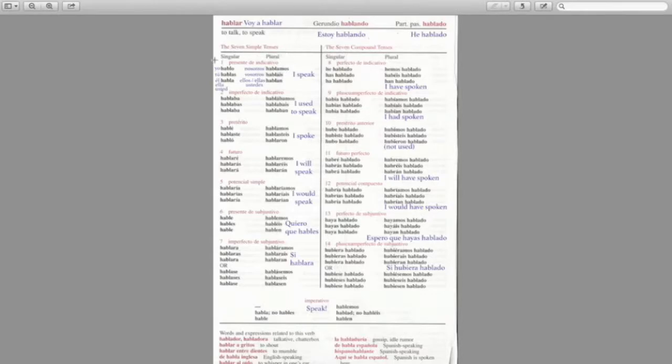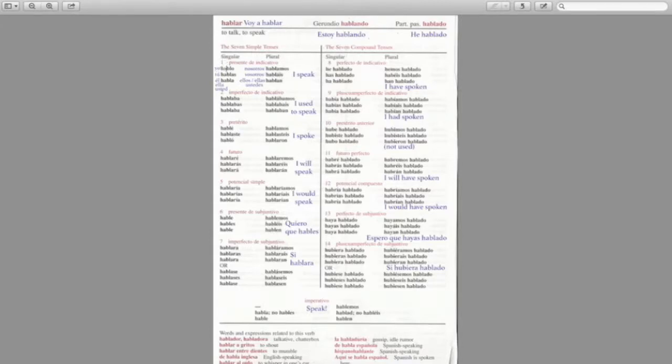As we move down into the body of the page, we're going to have the present indicative. And so again, I've labeled this here. This is the equivalent of I speak, not I spoke, right? This is present tense. And we have it here in 6 forms. I speak, yo hablo. Don't need to say the yo, just say hablo, and it means I speak.